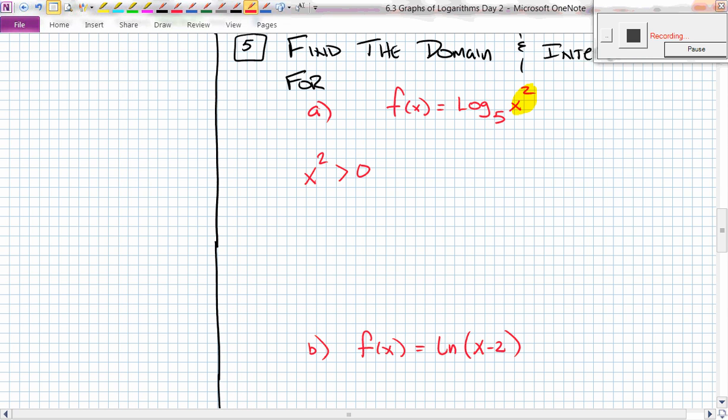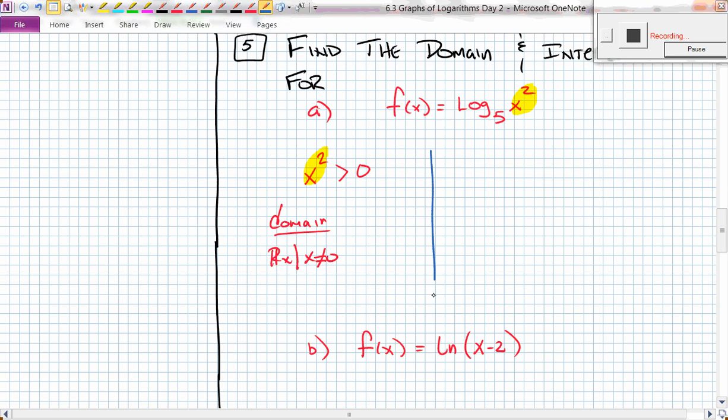Well, x could be positive, or x could be negative. What's the only thing x can't be that would make this thing false? 0. So therefore, we find our domain by saying all real numbers x such that x is not equal to 0 in this particular case. So all you got to do is take the stuff after the base, set it greater than 0, and solve. And analyze it. Some of them you just solve for, some you have to analyze a little bit deeper.